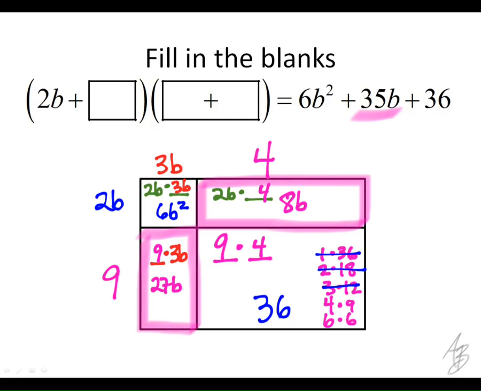So now we can fill in our blanks. 2b plus what? 9. 3b? No. Why 9, Claire? Because it's like this. Yeah, they're on the same side. Claire's pointing at her paper and saying they're on the same side here. So the 2b and the 9 need to go together. And then on the other side, what do we have? 3b plus 4.